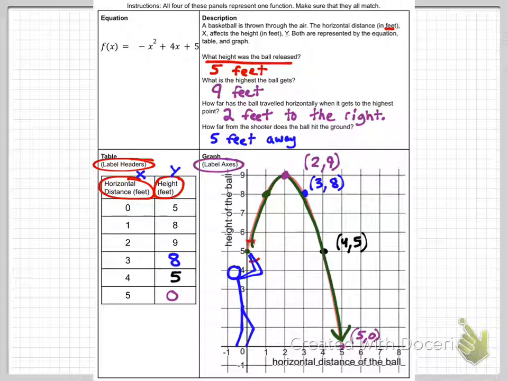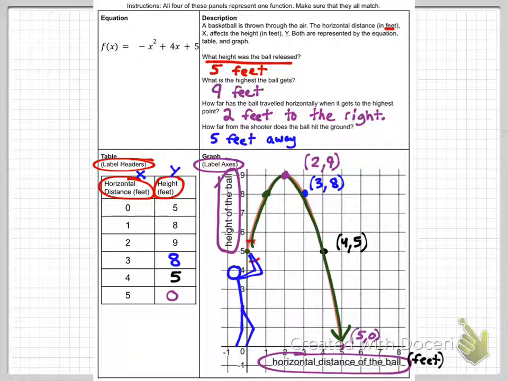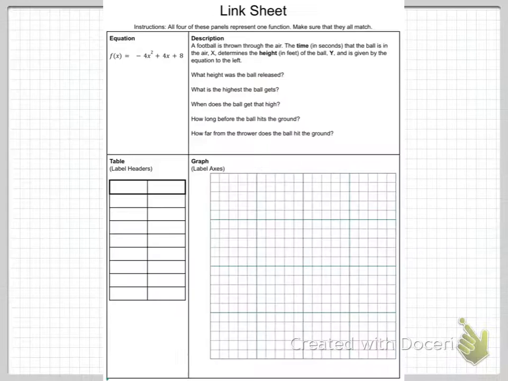Notice on the graph, it also says label the axes. I did that for you there as well. What I did not do, and you need to do, is I did not write the word feet. I did not label my units. So that's a part of labeling both the numbers and the units. All right. Let's look at the next section.